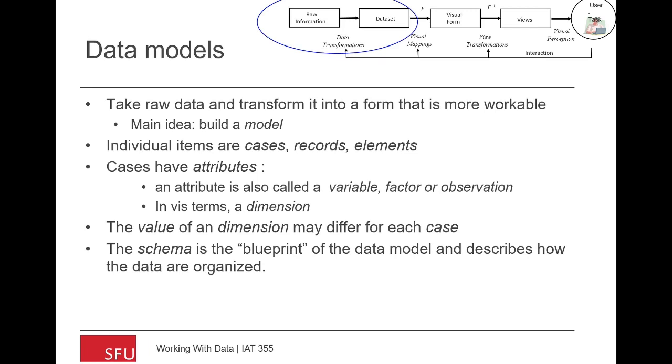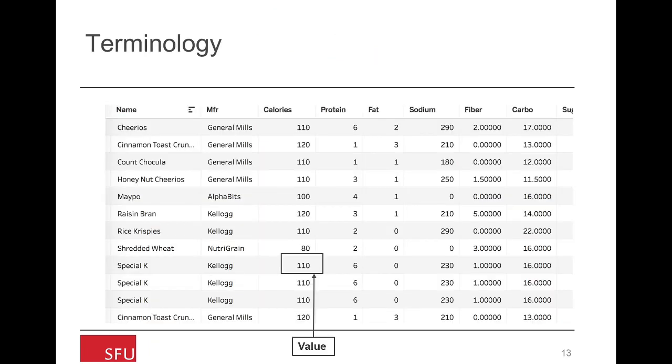As I said in the previous slide, individual items are referred to as cases, records, or elements. Cases have attributes. An attribute is also called a variable, factor, observation, or dimension. Let's go on to the definitions, where we can talk about them more thoroughly. Here's an example of the cereals data set that's available online. This is a table with a number of columns: the name column, the manufacturer column, calories, protein, fat, sodium, fiber, carbs, sugar, and the rest of it is cut off.